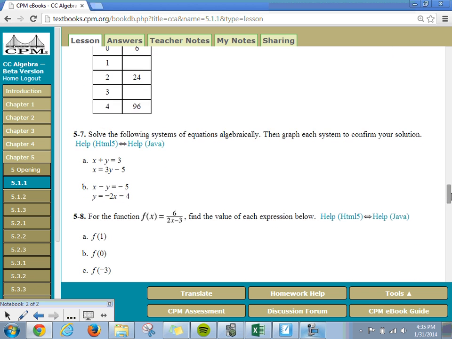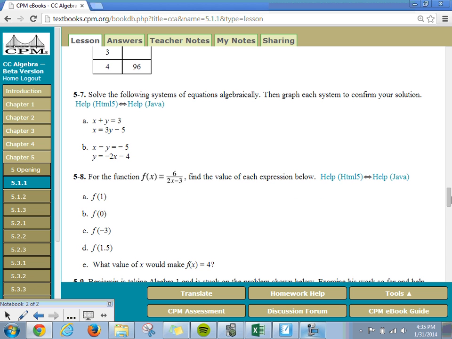So moving down to number 7. Number 7, we're dealing with systems of equations, which they want us to solve algebraically and then to check graphically, using our graphing calculators, or at least that's the method I will be showing you. So in this first one, in part A, we're interested in solving for x and for y in order to determine that point of intersection.